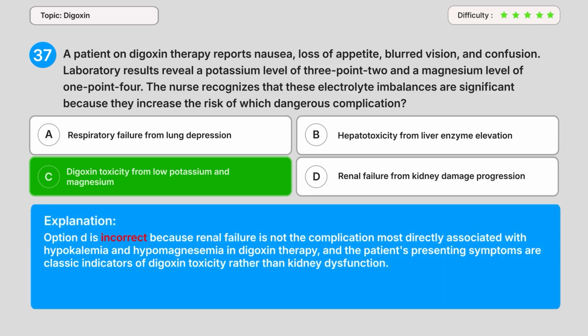Option D is incorrect because renal failure is not the complication most directly associated with hypokalemia and hypomagnesemia in digoxin therapy, and the patient's presenting symptoms are classic indicators of digoxin toxicity rather than kidney dysfunction.